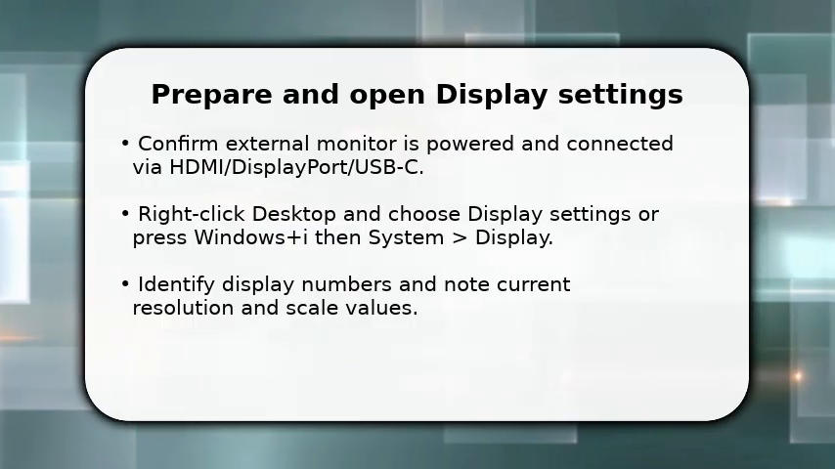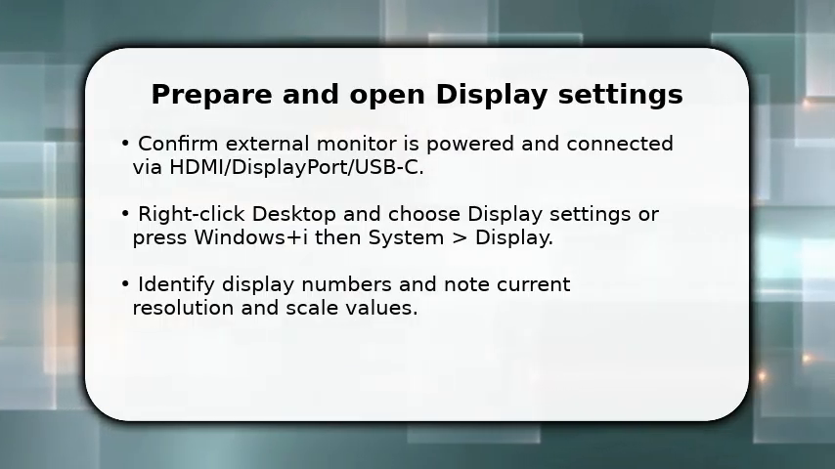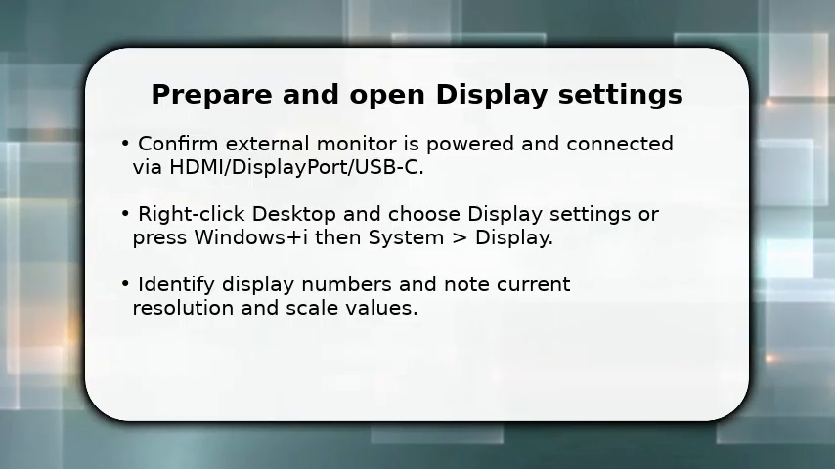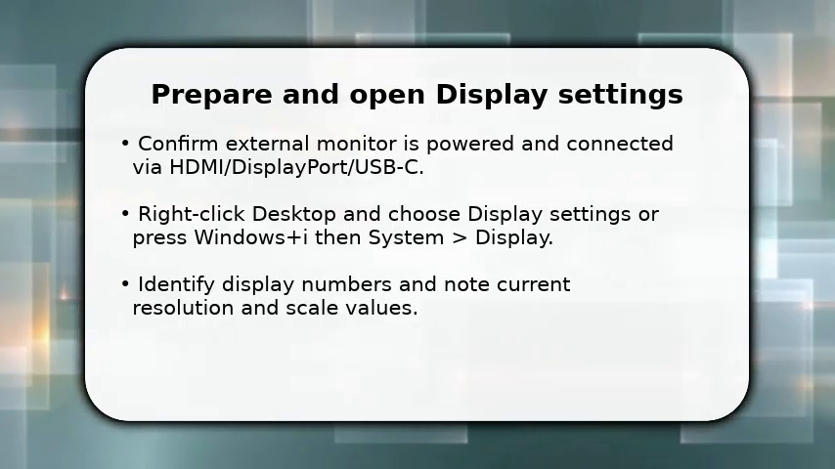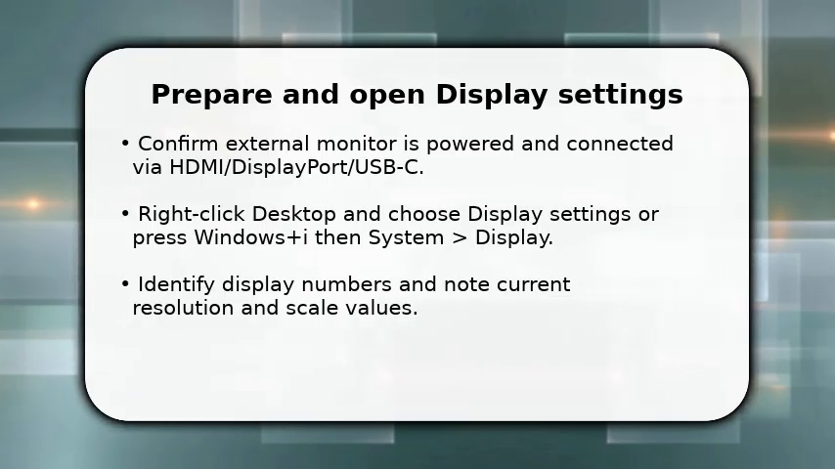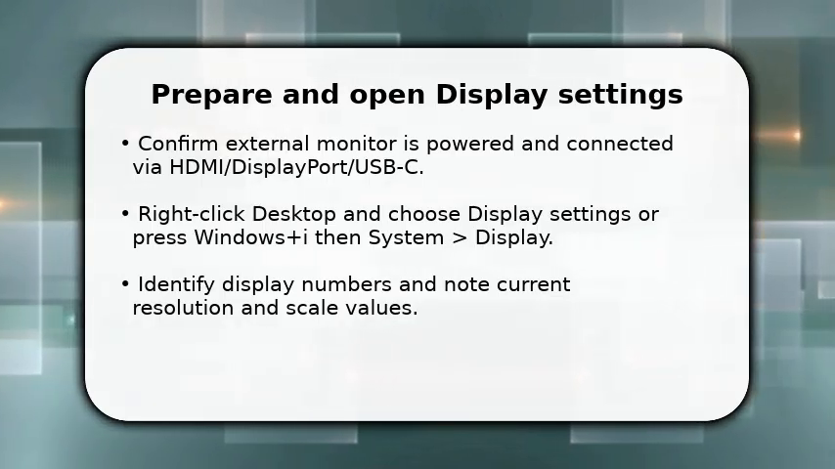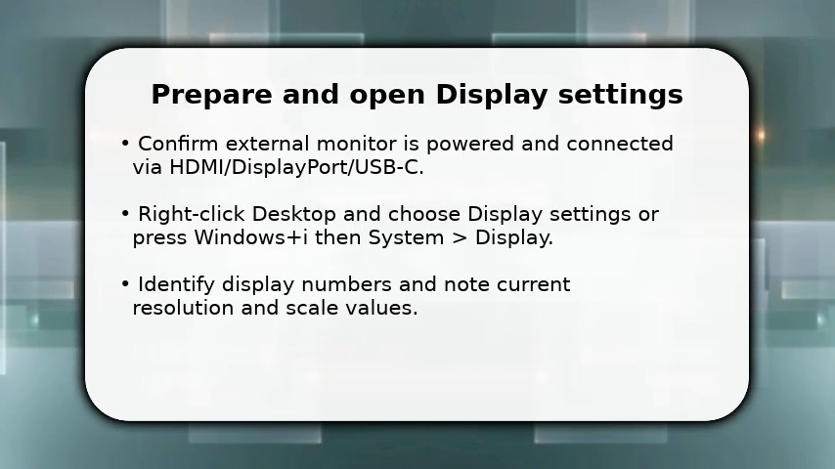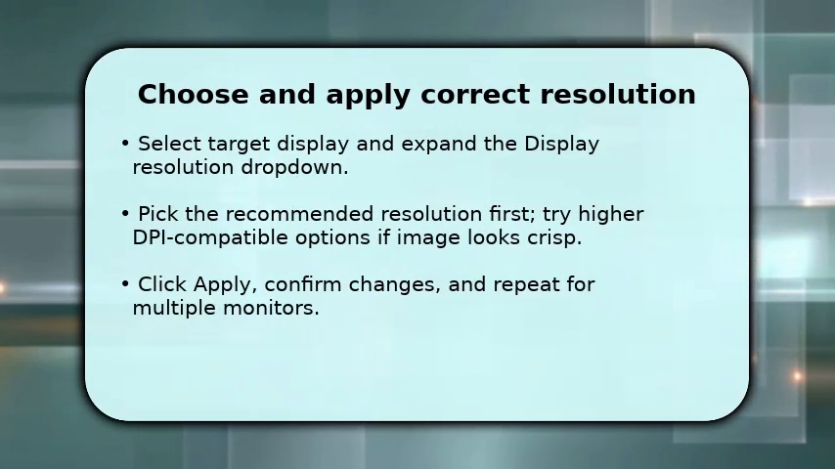You need to identify which numbered display you're adjusting so you don't change the wrong screen. Also note the current resolution and scale so you can revert if needed, because resolutions affect clarity and interface size differently. Now select the display you want to fix and open the Display Resolution dropdown.